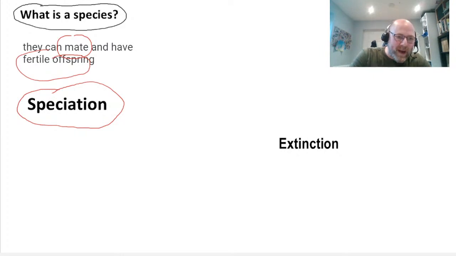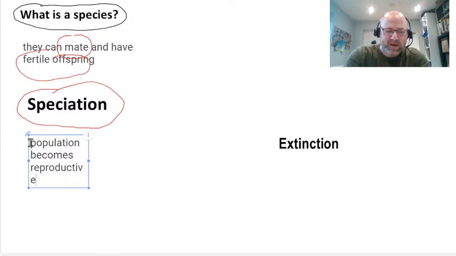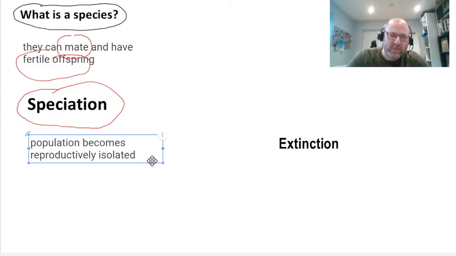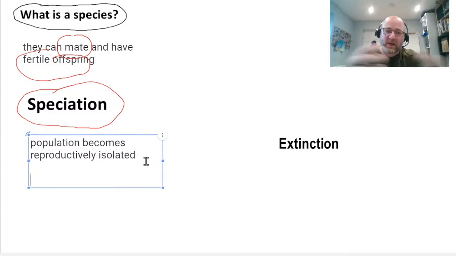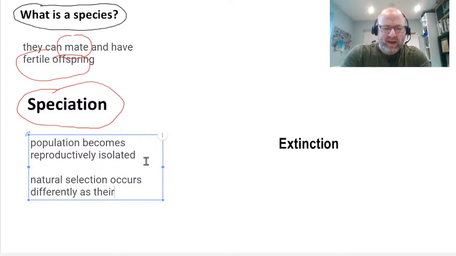So the main key points here for speciation are: population becomes reproductively isolated, can't get to each other. Natural selection occurs differently as their environments are different.